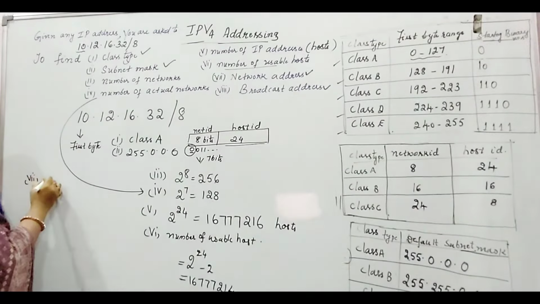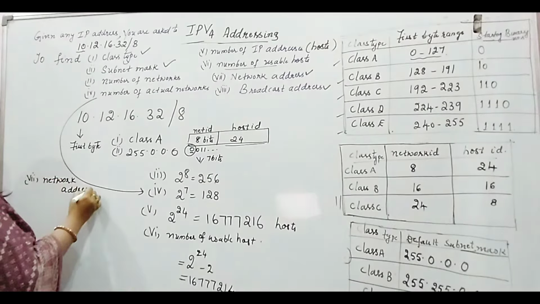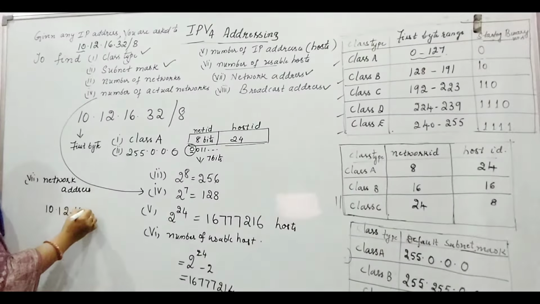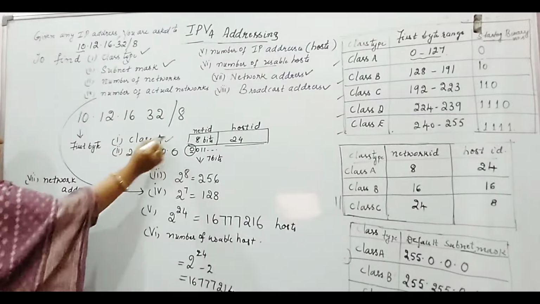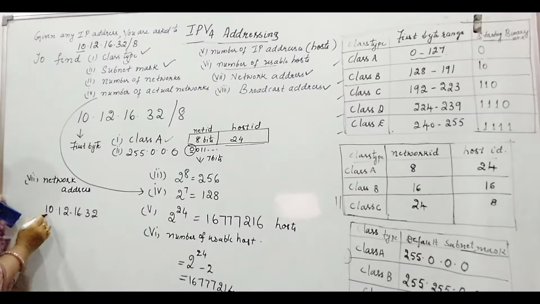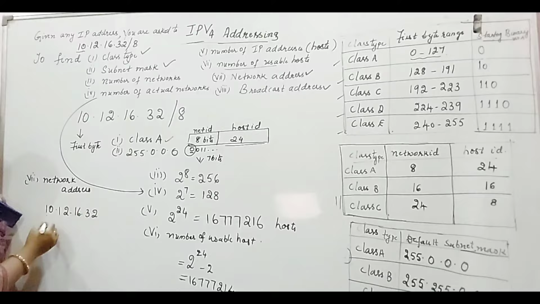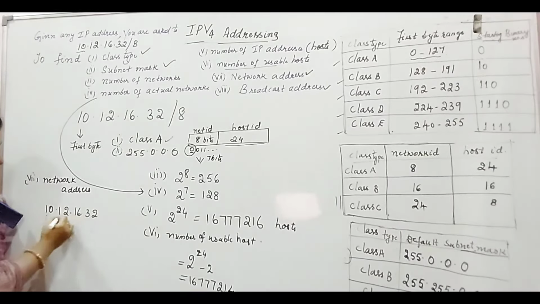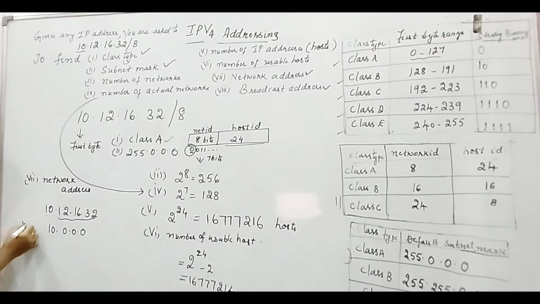Seventh part is the network address. How to find out what is the address given? 10.12.16.32. And we know that in a class A address, already we have determined that this is a class A address. Network part is only what? The first 8 bits. So the remaining is what? 000. Very simple. To get the network address, write only the first byte, 10, and the remaining host, which is having what? How many? 3 bytes, you make it 0. Okay. This becomes your network address.